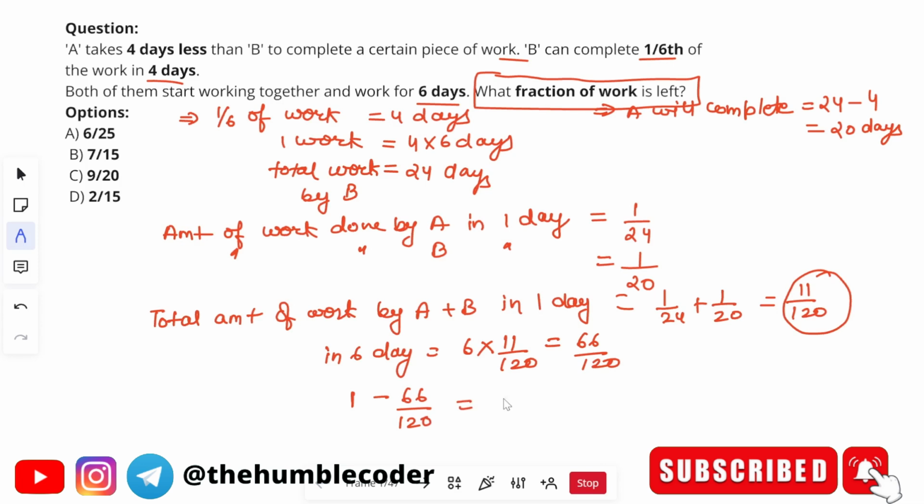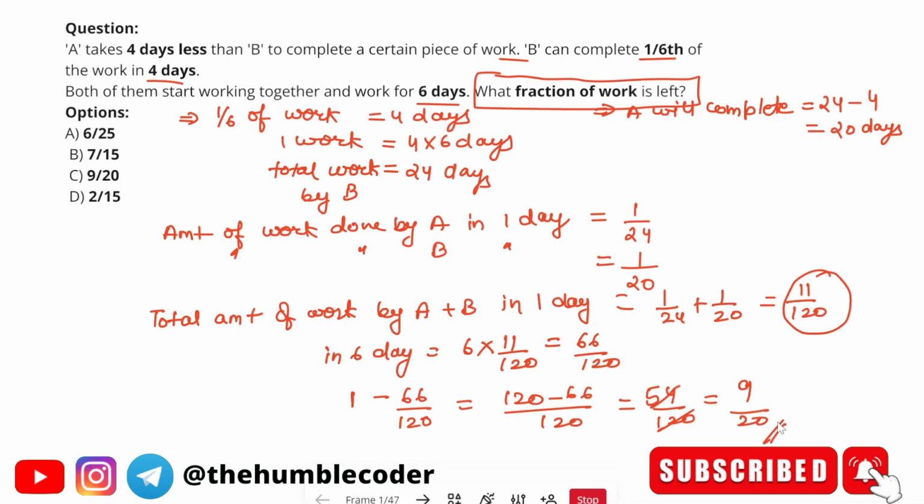Now when you solve it, you will get your final answer that is asked. So simply 120 minus 66 divided by 120. So this will be 54 by 120. You can cut it with 6. So 6 9s are 54 and 6 2s are 12, 0. So 9 by 20 will be the answer that you will be getting, which is the work that is left after they both work for 6 days.